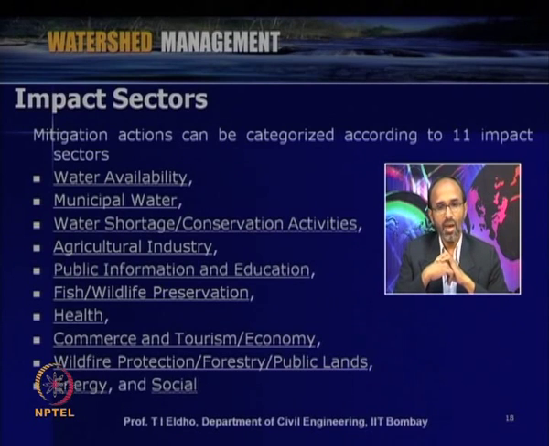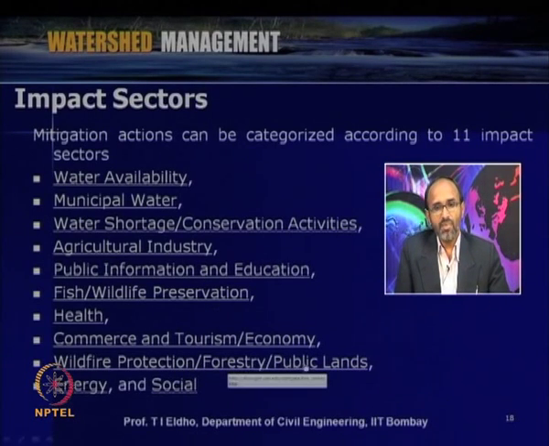For the particular area, how to deal with fish or wildlife preservation is also a concern. So what kind of impacts will be there, and then what kind of mitigation action can be taken. Then health issues, in the drought prone area, there will be water stress or the people may use polluted water, all those issues will come. So for the health sector, how we can go for the mitigation actions. And then commerce and tourism or economy, so if the particular area is drought prone or the drought is occurring for a few years, then its tourism potential will be reduced, its economy will be shattered. So that way we have to see the impacts.